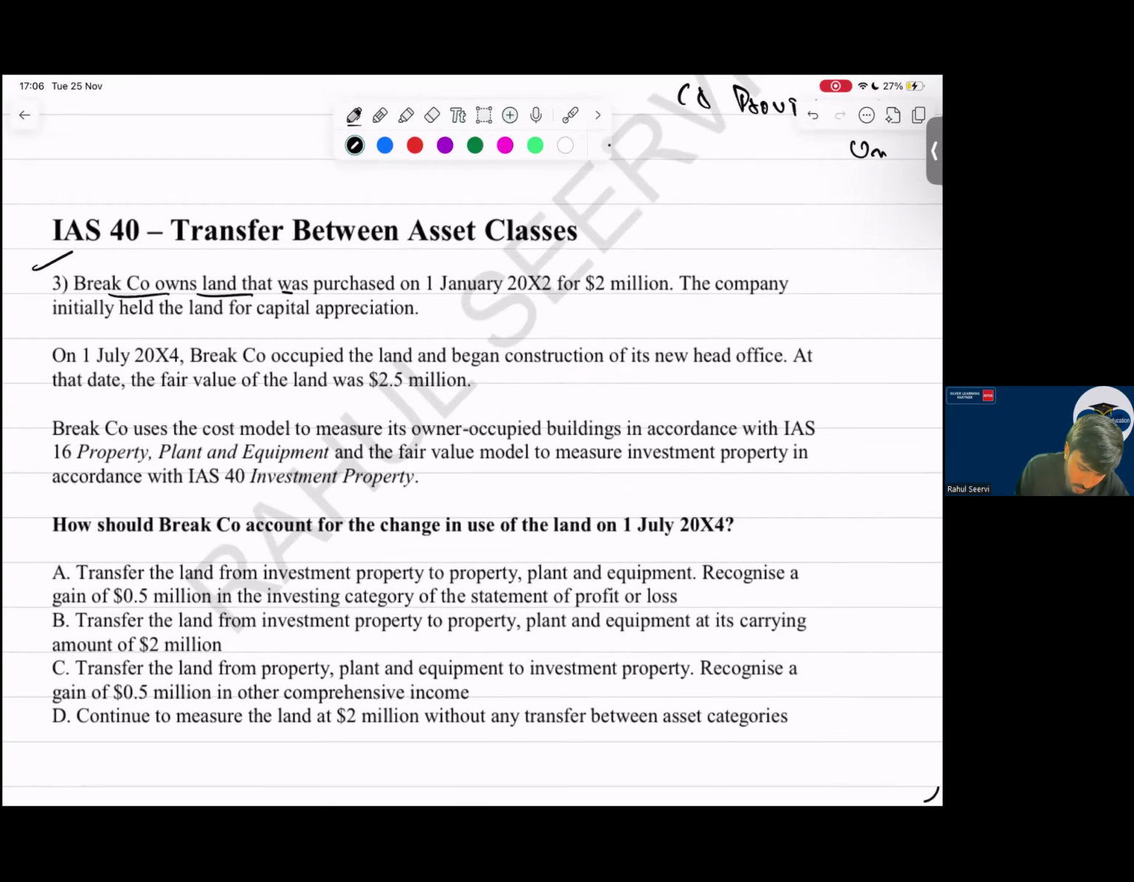B owns land that was purchased on 1st January. What did I mention in the class? Whenever we do questions, we have to keep in mind dates also. So on 1st January, we have purchased the land. B company has purchased the land for 2 million.